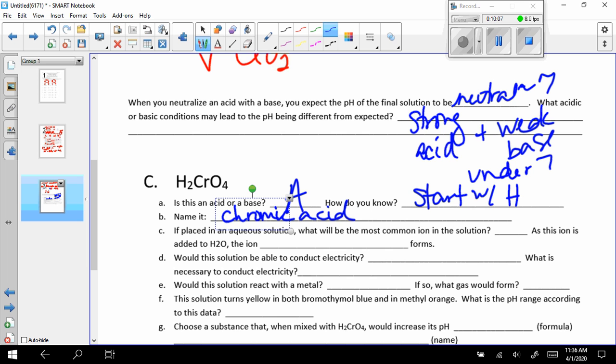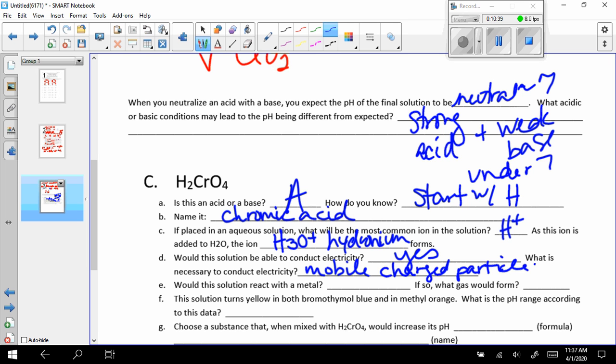acid. If placed in an aqueous solution, what will be the most common ion in the solution? H plus. And as it's added to water, the ion H3O plus, which is called hydronium. Again, I get this name right from table E, hydronium forms. Would it be able to conduct electricity? Yes. What is necessary? You have to have mobile, which means they're moving around, and this is a solution, so they're definitely moving around, charged particles. Well, I'm going to have a lot of H pluses, so acids always are able to conduct electricity because those H pluses are moving around.